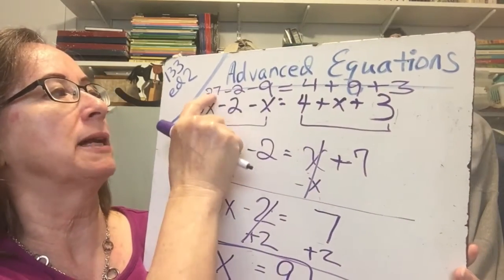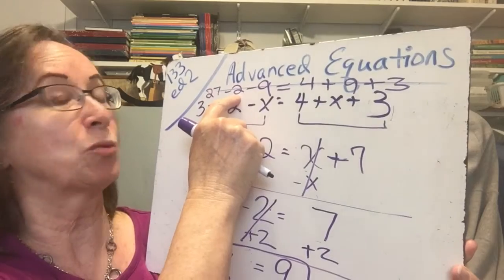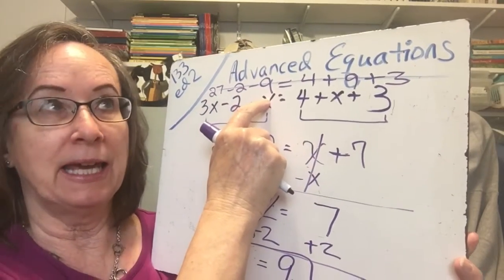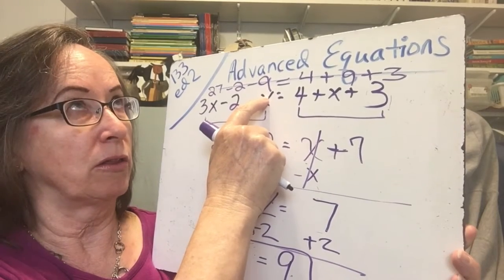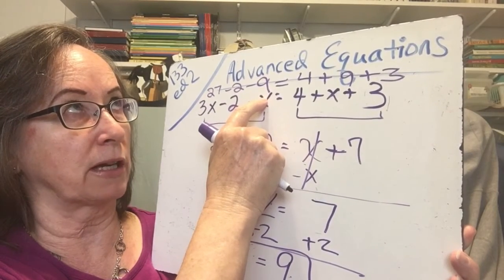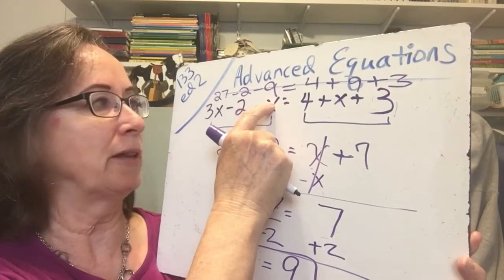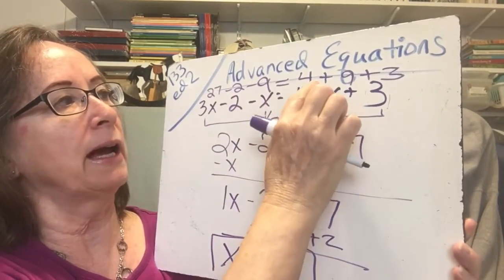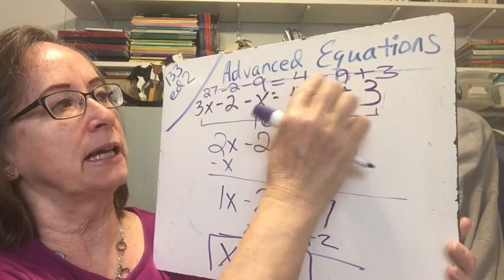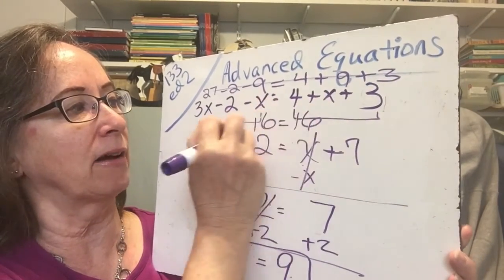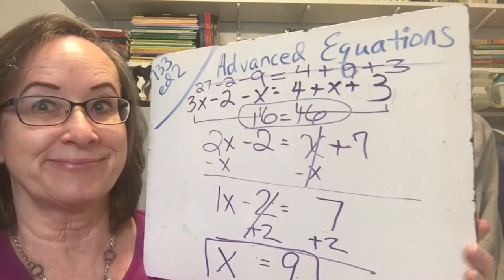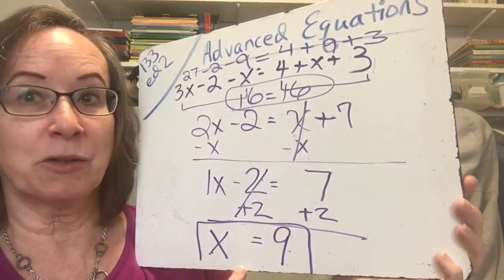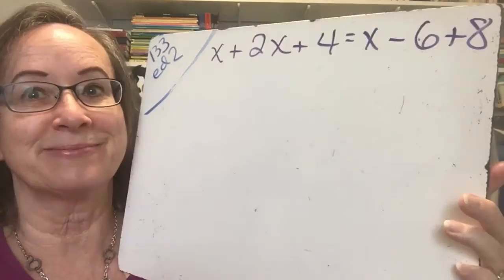Okay, let's check. 27 take away 2 is 25. And 25 take away 9 is 16. It's hard to do that in my head. So 16 on the left. On the right, we get 13 plus 3 is 16 on the right. And it works. So our correct answer was x equals 9.